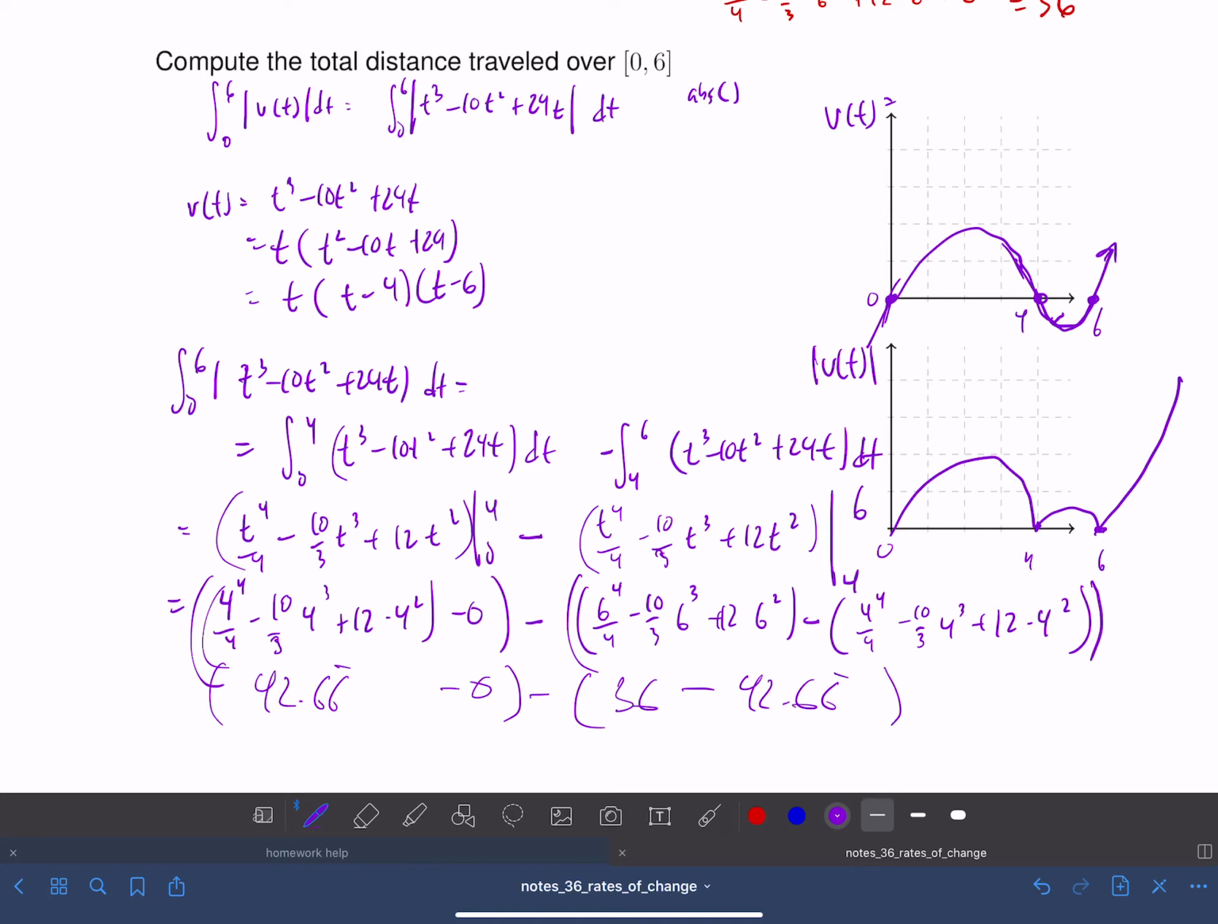Okay. These do not cancel because I got a double negative. So I got to go ands times 2 minus 36 equals 49.333333. And that's the total distance traveled in order to get there.